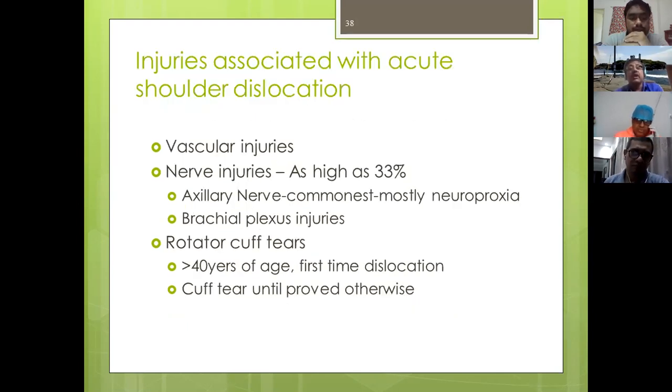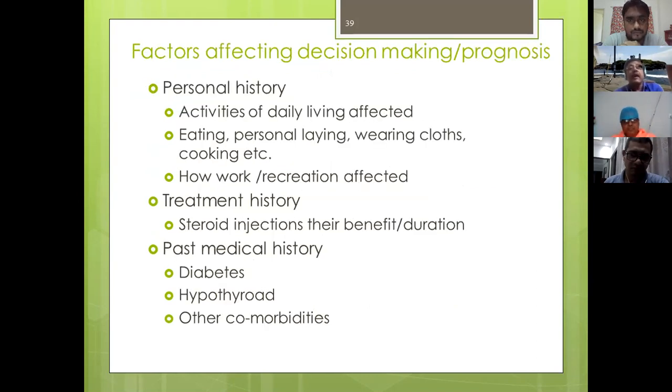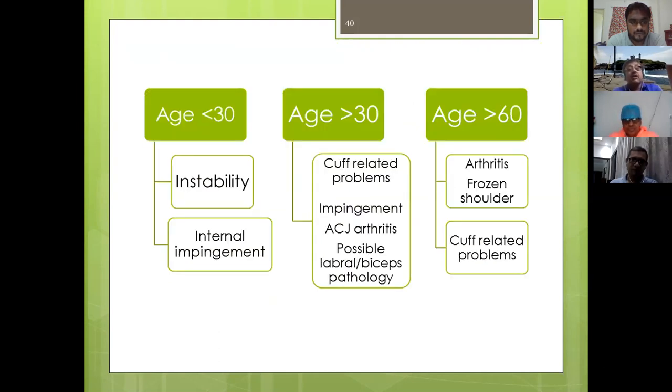And injuries associated with acute shoulder dislocation, you will ask about the vascular injuries, nerve injuries, and you have to exclude rotator cuff tears during your physical examination. And factors affecting the decision making or prognosis: personal history, activities of daily living affected, eating, personal hygiene, or wearing clothes, cooking, etc., whether it is affected or not, how work or recreation is affected. Treatment history: ask whether he was injected with a steroid injection, their benefit and duration, and the past medical history like diabetes, hypothyroid, and other comorbidities. And so at last, you can make a diagnosis below the age of 30, age of 30 to 60, and above 60, which I mentioned before.